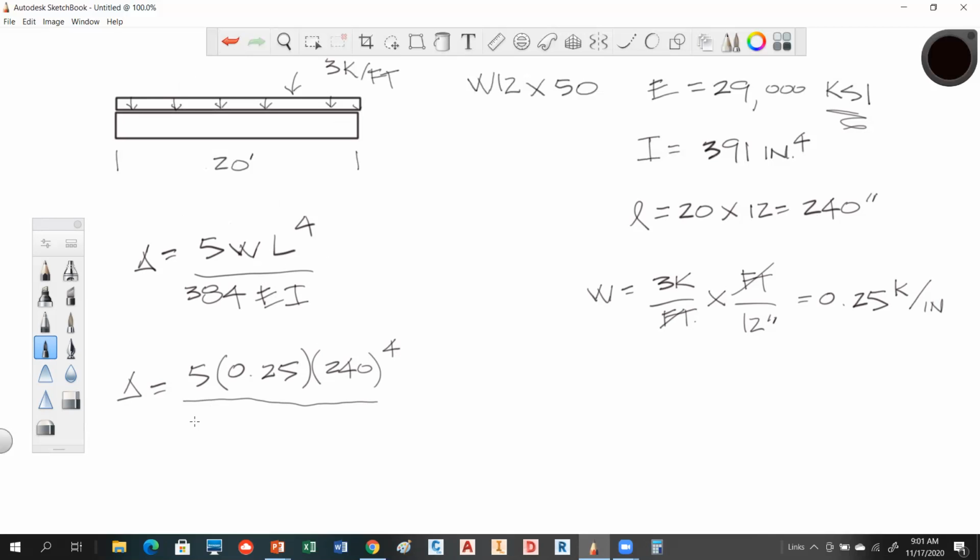And we are going to then have at the bottom 384 times E, which is 29,000 KSI. Okay, so kips per square inch. And then I, which is 391 inches to the 4th. So inches to the 4th, they cancel. You have inches, that's per square inch, and that's inches. So those are going to cancel and leave you with inches, and all of your kips will cancel out.